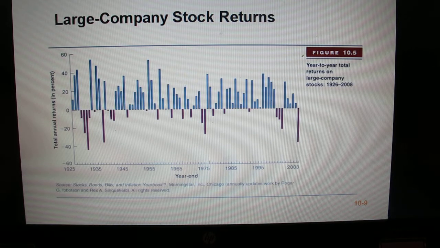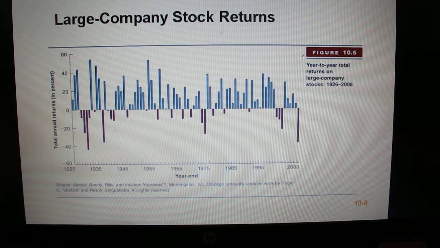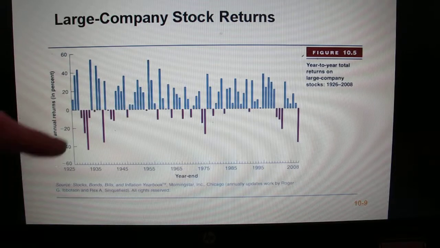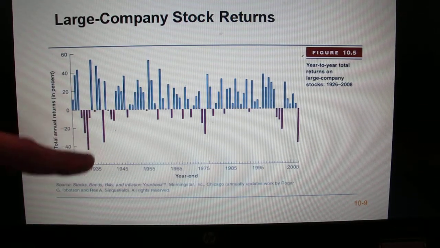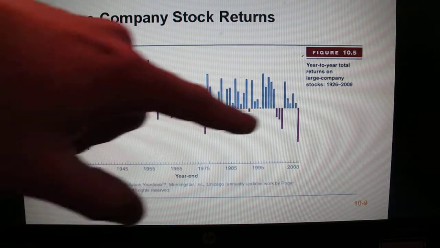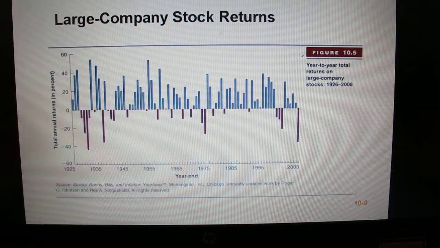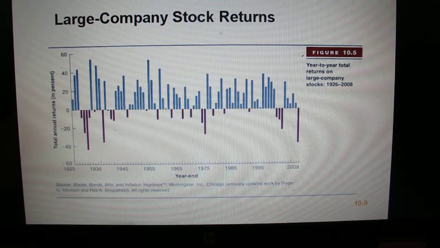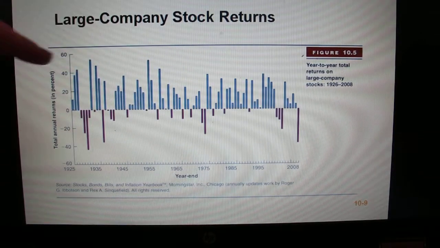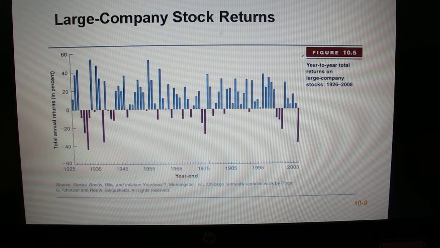So total annual returns are about 40% in the good years, these blue years, and in the poor years, you can see here during the Depression, it went down 40%. In our most recent recession, it went down roughly 40%. So with highs, you saw about plus 40%, maybe about 50%, and lows of a little bit above 40% for large company stocks.